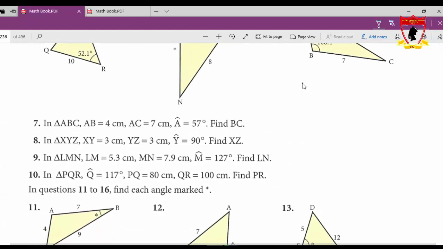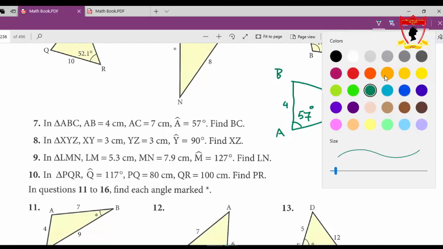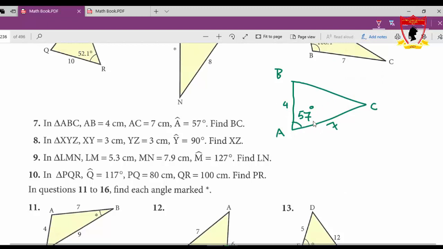So here we have triangle ABC. Let's say this is triangle ABC. AB is 4 centimeters. AC is 7 centimeters. Angle A is 57 degrees. How do I know I have to use cosine rule? Because I have two sides with the angle between them. Two sides with the angle between them, I have to use cosine rule.